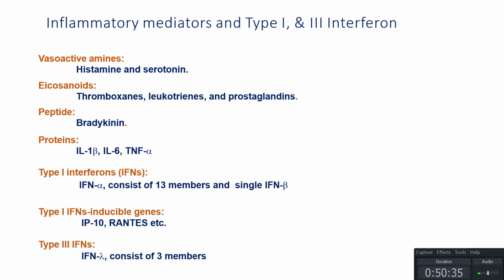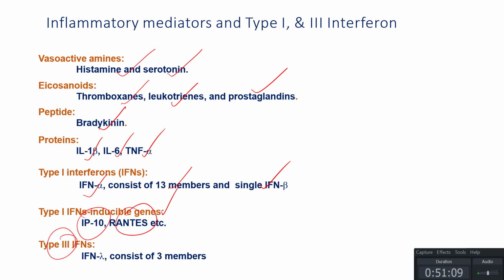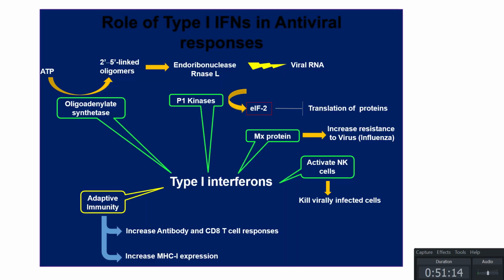So once it detects, then it will synthesize the type 1 and then type 2 interferons. Then that can activate the vasoactive amines such as histamine, serotonin, or eicosanoids, thromboxanes, leukotrienes, prostaglandins, or peptides like bradykinin, and proteins like IL-1 beta, IL-6, TNF alpha. Then type 1 interferons such as IFN alpha, which consists of 13 members, and the single IFN beta, and the type 1 interferon inducible genes such as IP10, RANTES will be activated, or type 3 interferons such as IFN lambda, which consists of 3 members.